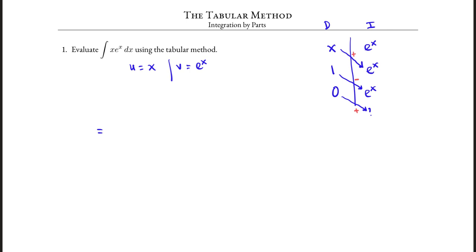The shortcut for the integral of x times e to the x using the tabular method is x times e to the x minus e to the x, and then plus c. Notice that there is no integral sign here because we're using the tabular method. The answer is x times e to the x minus e to the x plus c. If we factor out e to the x, then we have e to the x times x minus 1, plus c as the answer.